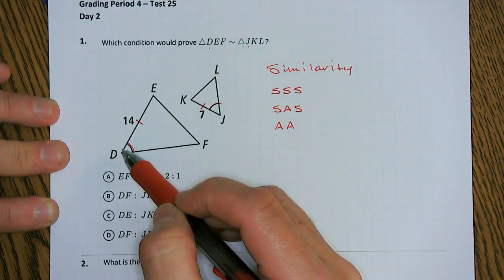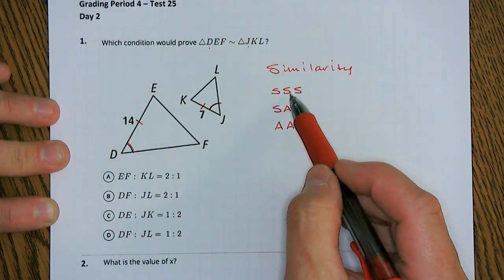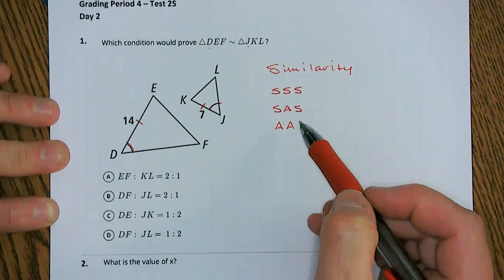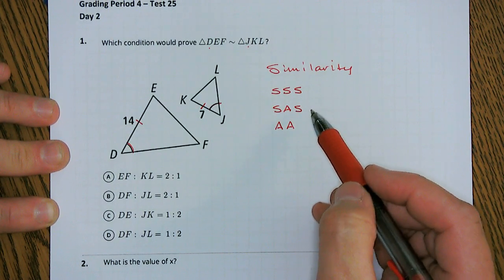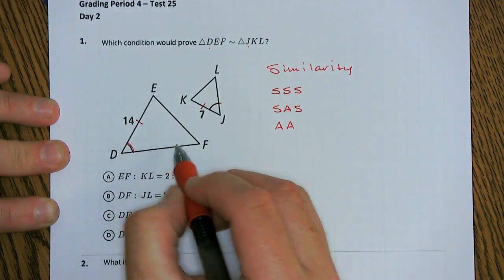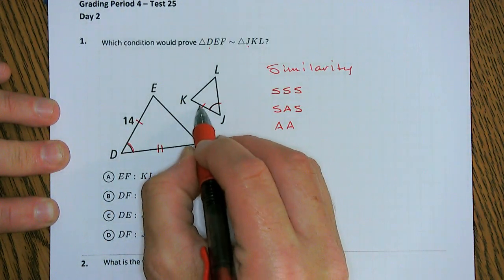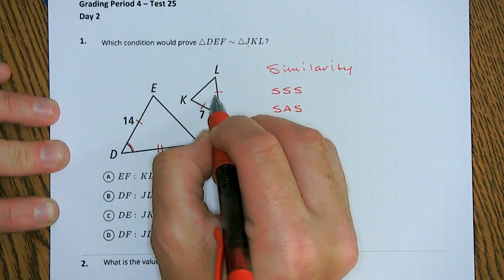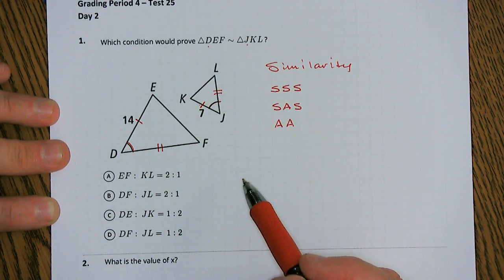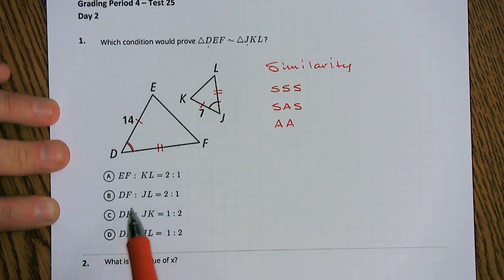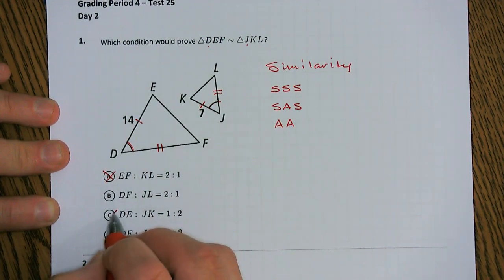We have a side and an angle. Well, if we've got a side and an angle, another side would be the thing that we're really going to need. In this particular case, we would need to know something about side, angle, side DF, or side, angle, side JL. So we're looking for DF and JL. So if we're looking at our options here, that really is only going to be either B or D, because those are the only ones talking about DF and JL. So we know it can't be those 2.